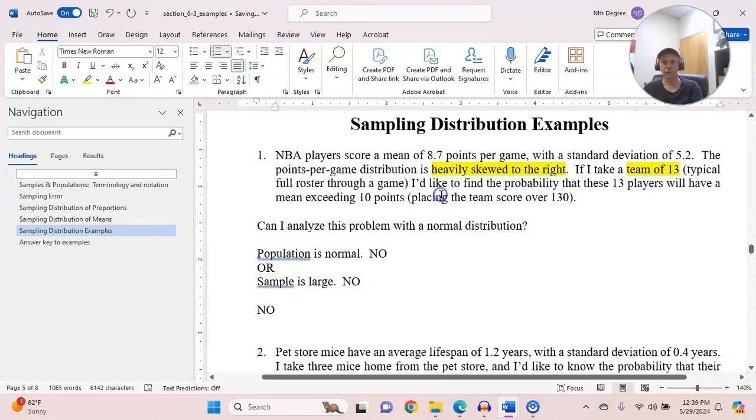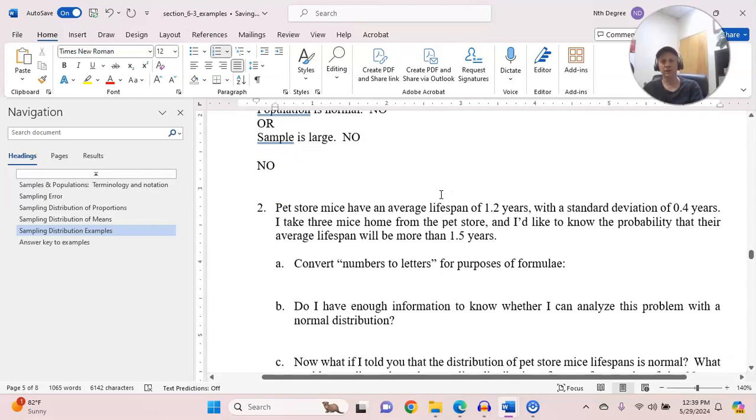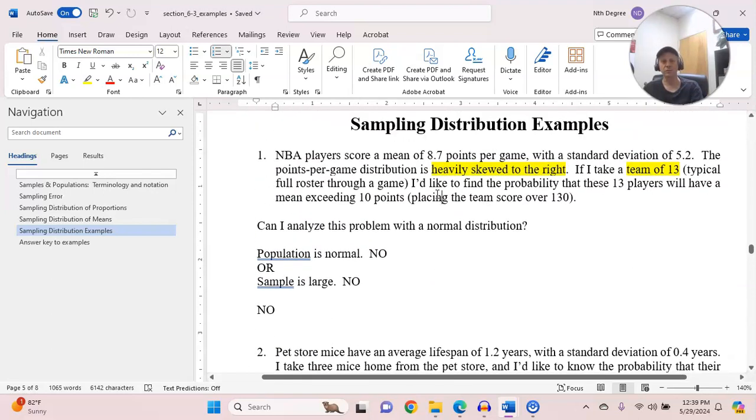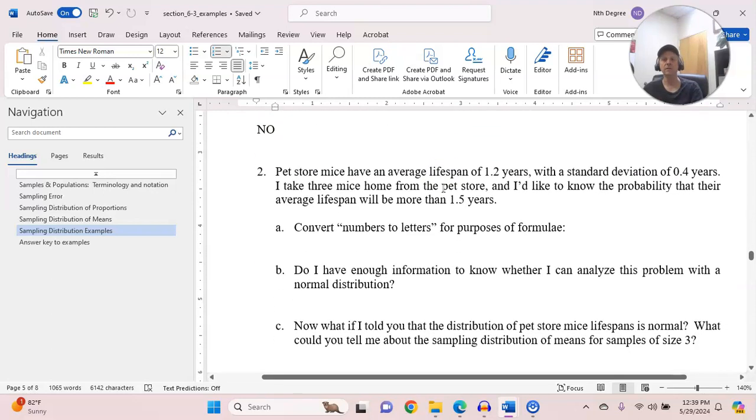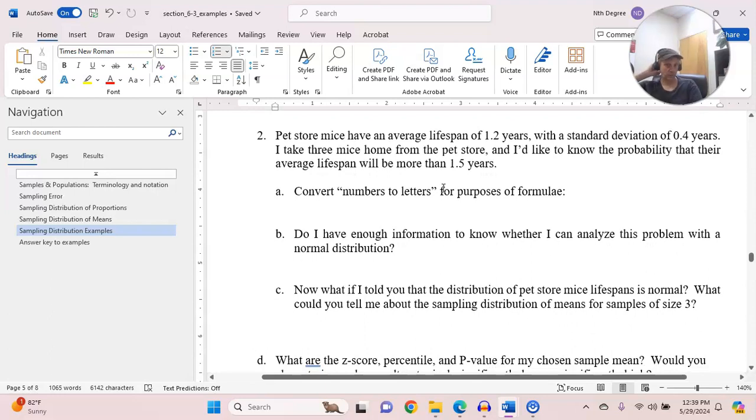Therefore, that's the end of problem 1. Solving that problem would basically be beyond the scope of this course. It's like, well, if it's not normal, then I don't really know what to do with it. So let's move on to problem number 2.